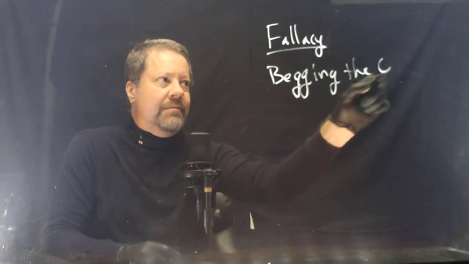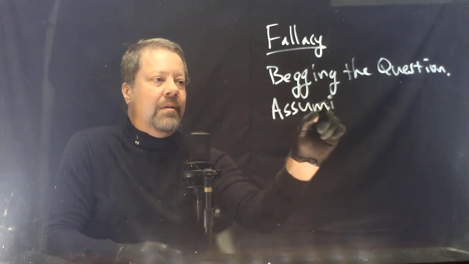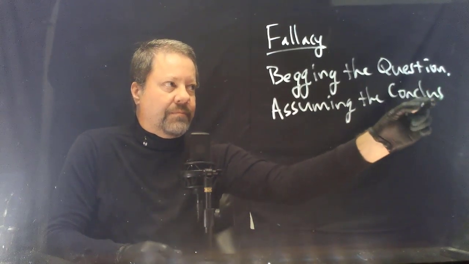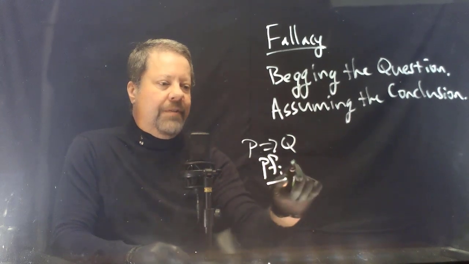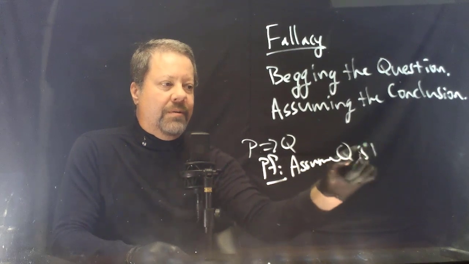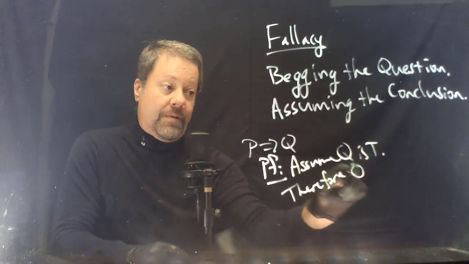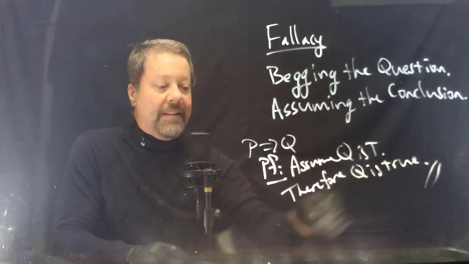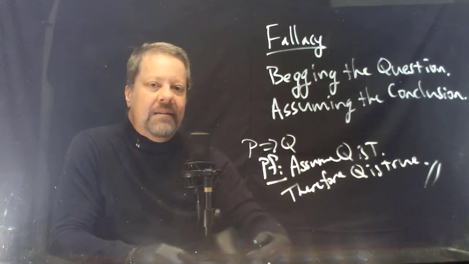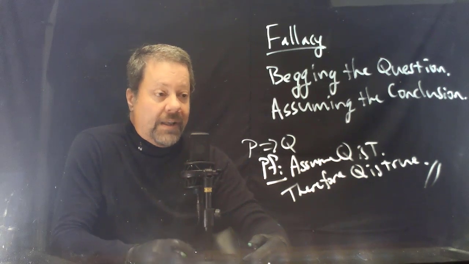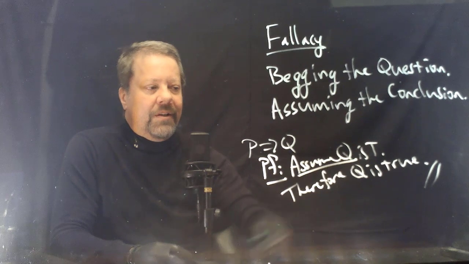Another fallacy is sometimes called begging the question. Maybe an easier way of understanding this is assuming the conclusion. So if you're trying to prove P implies Q, and the proof goes, assume Q is true, therefore Q is true, and assuming that that's the end of it, that's not a valid form of proof. That doesn't show that for different possible truth values of P, that P implies Q will always be true. Surely, if Q is true, then the implication is true, but you can't assume the conclusion.